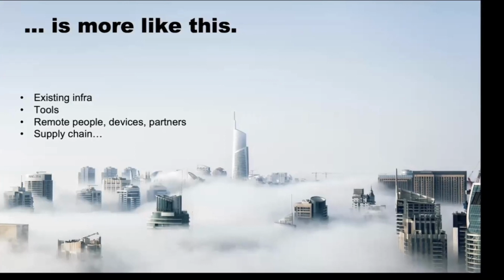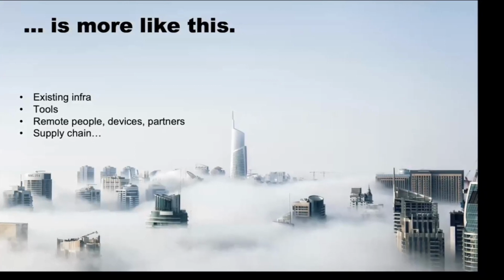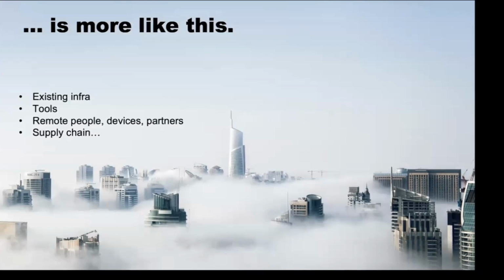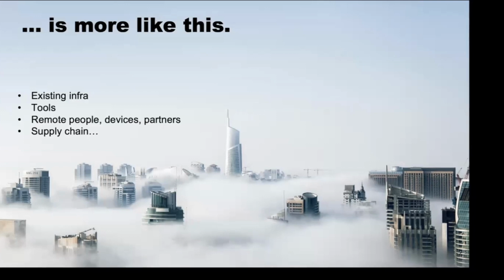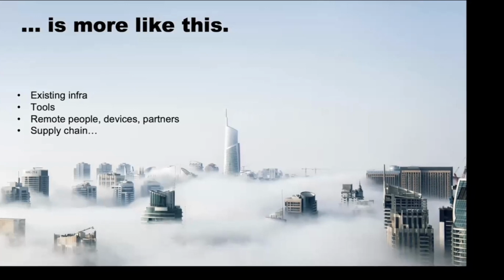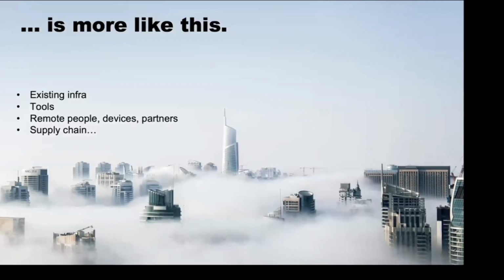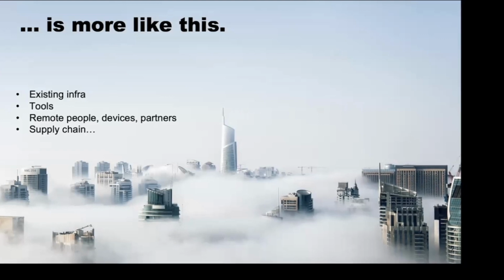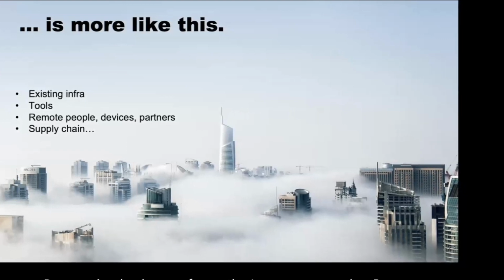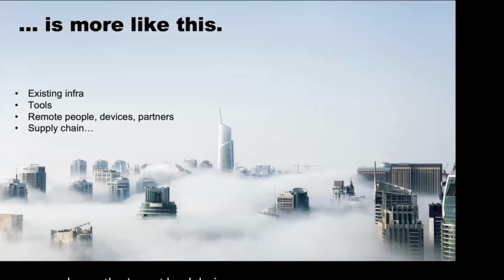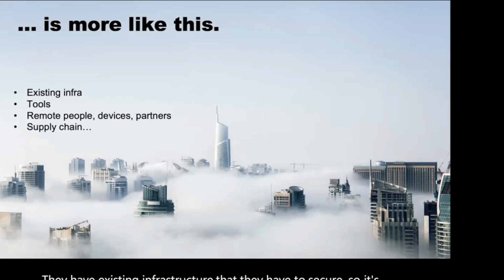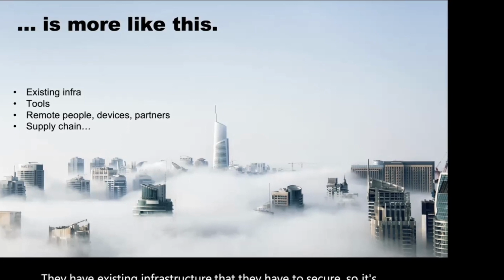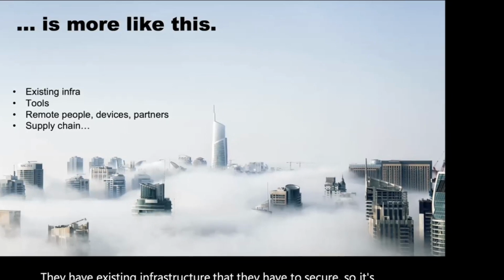Well, maybe a couple organizations, but by and large, the majority of companies that have been around for a couple of years have on-prem services, hardware, software. They've got remote and on-prem employees. They've got local devices. They have existing infrastructure that they have to secure. So it's not just the stuff in the cloud, and that stuff more often than not talks to each other.